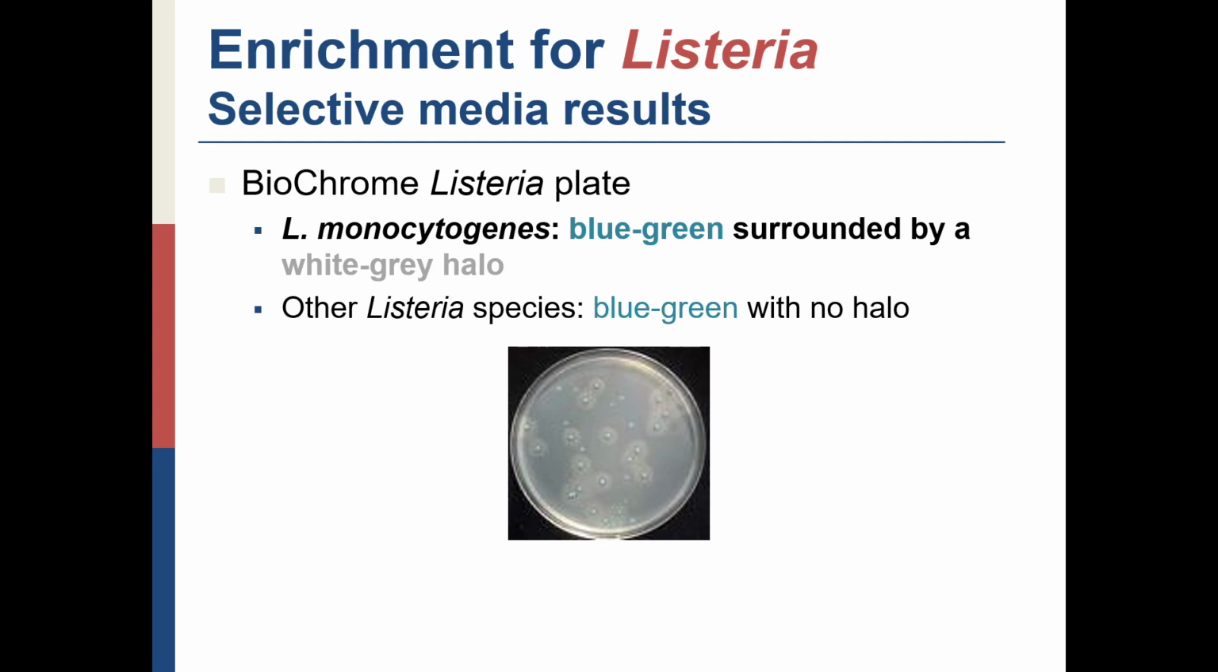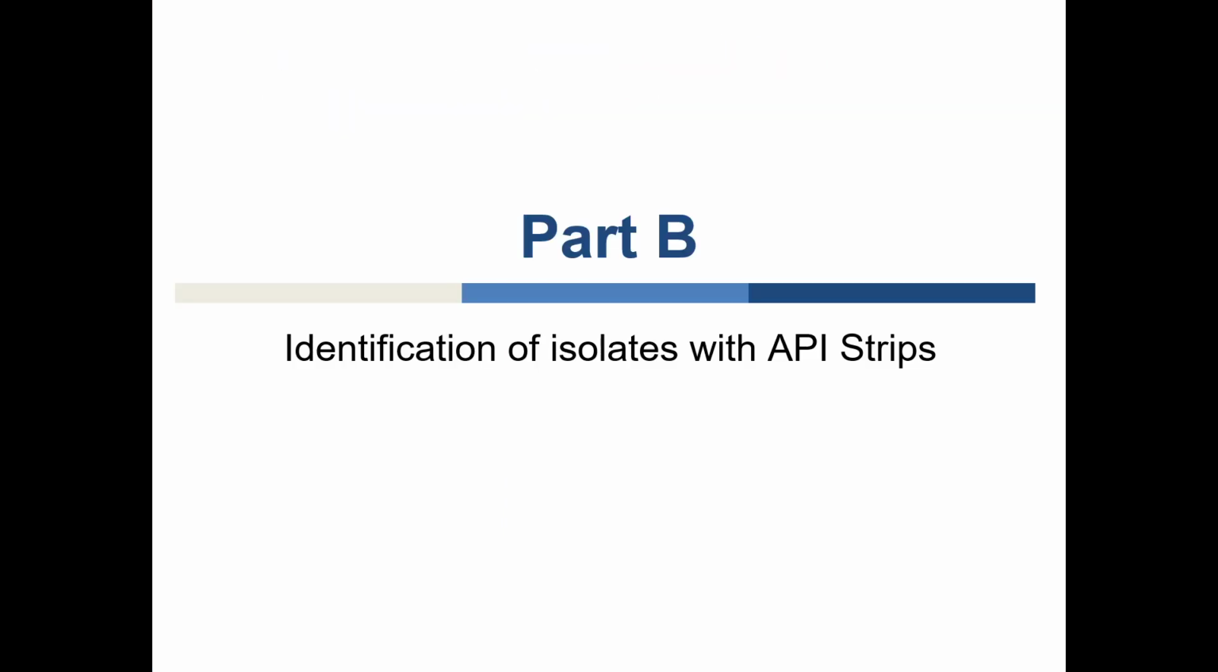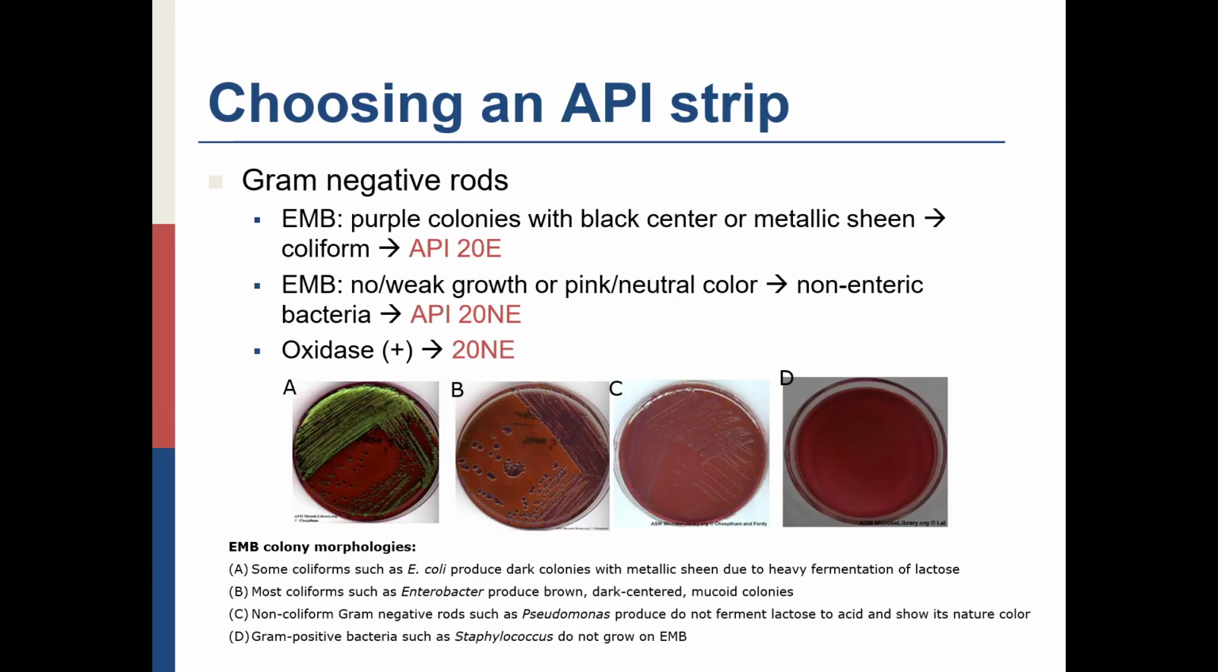So that's how you differentiate them, just the presence of this halo or not. So for part B, for API strips, this is basically a system of biochemical tests, which allows you to identify an organism. So these different names, API 20E, API 20NE, are going to be testing for different types of organisms. They just have different biochemical tests inside that pack.